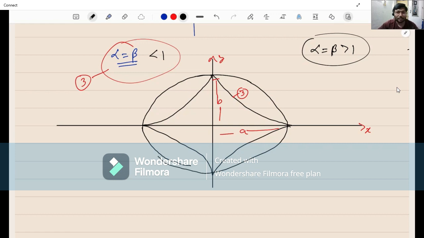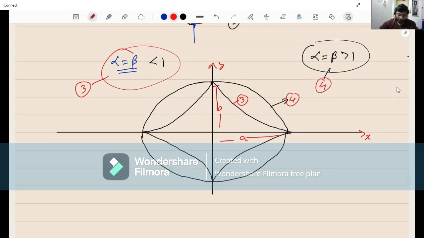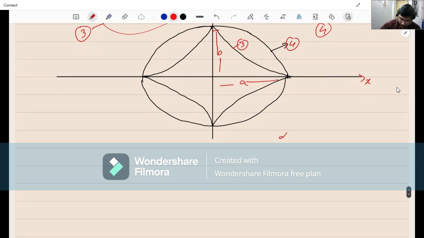But here are some important things I'm telling you about the family of ovals. So my bad art, I'm not able to plot this, right? So this is combination number 4. This is for 4. Fine. If alpha equal to beta equals 1, then the curve will look like this.